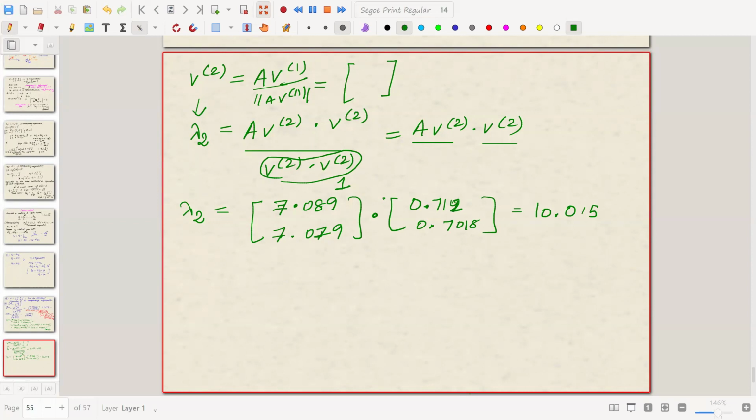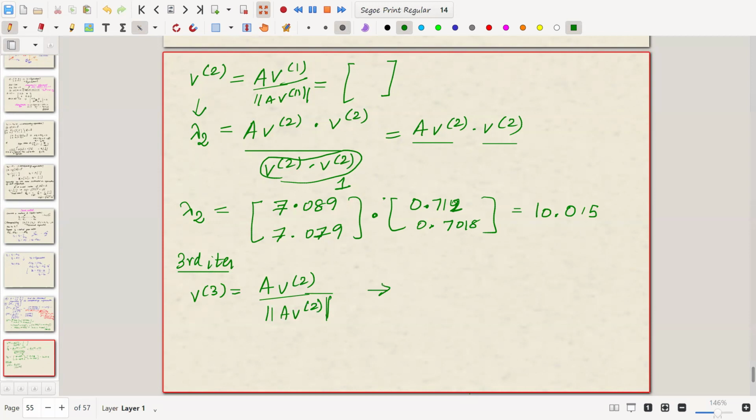Okay, so I ask you what should be the third iteration. Third iteration V3 equals A V2 divided by the norm of the same vector so that it becomes a unit vector, right? After you compute this V3, proceed to compute lambda 3, the third approximation of eigenvalue. That should be equal to A V3 dot V3.